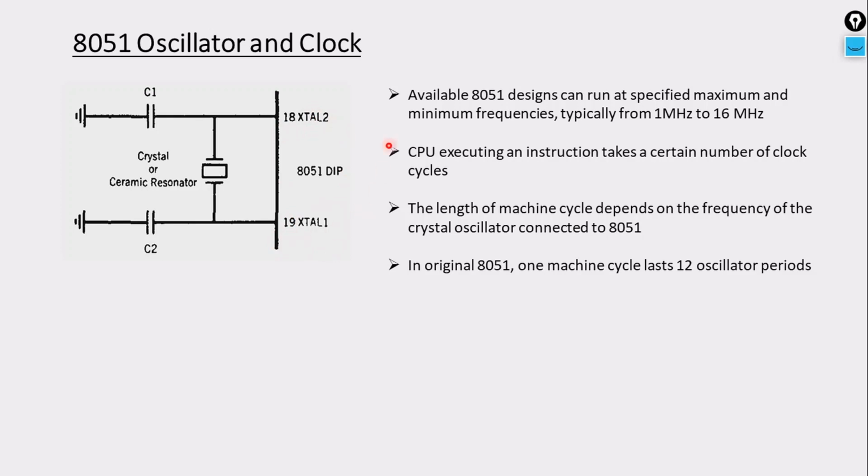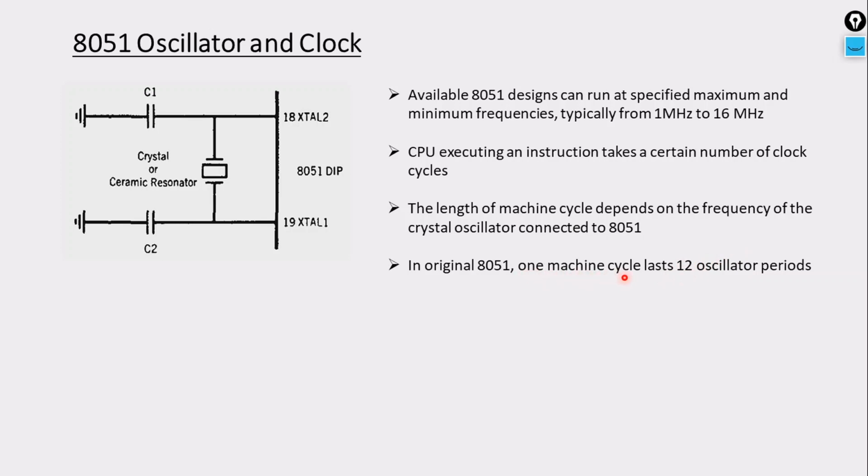Now since we are writing our programs as assembly level programs, we will be writing in terms of instructions. In order to execute an instruction, our microcontroller takes a certain number of clock cycles to complete it. For the original 8051, it takes 12 clock periods to complete an instruction. This 12 clock period is nothing but one machine cycle.